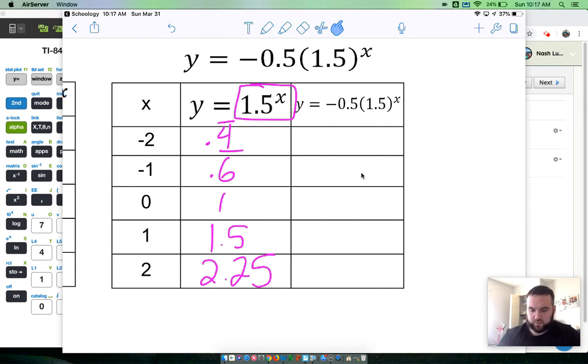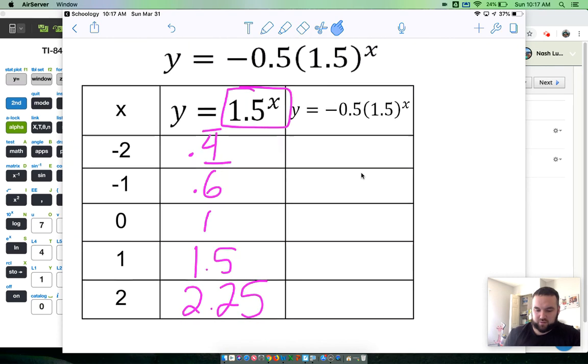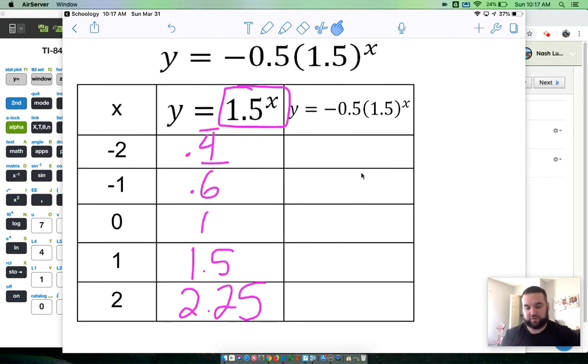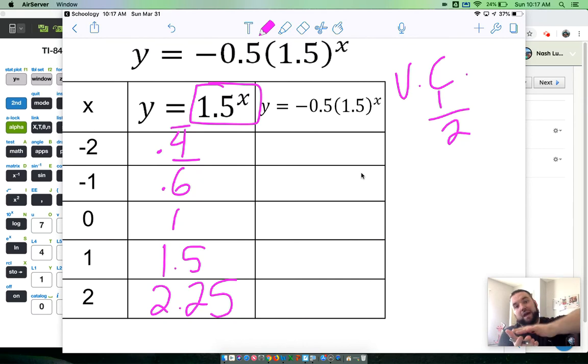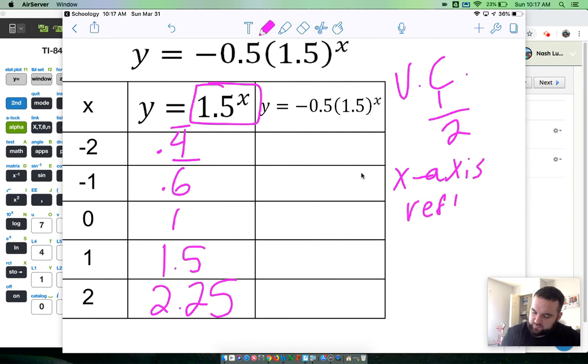Okay. So again, now if I wanted to graph y equals negative 0.5 times the function, there are two things going on here. There's a vertical compression of 1/2. So I'm basically shoving everything to half of its original height. And then I'm also flipping across the x-axis, a reflection.